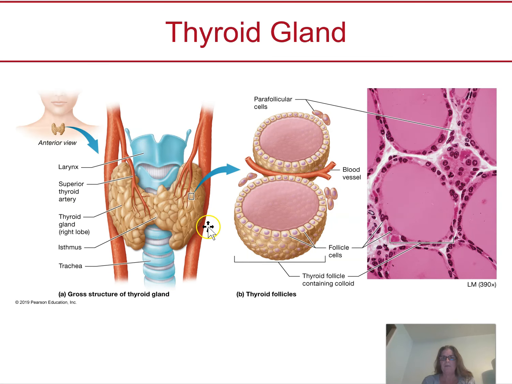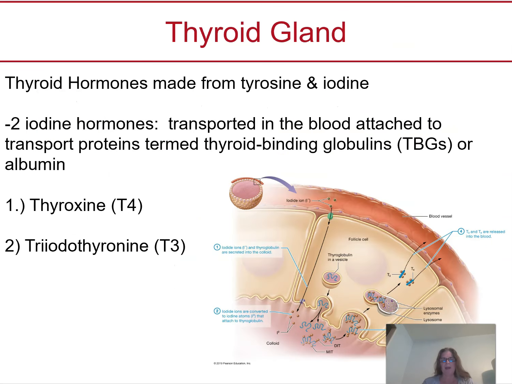So here's a better view of the thyroid gland. We can see the two lobes. We have these follicles that are formed, and these are the follicle cells that form the follicles. Now, we'll notice between the follicles are these cells called parafollicular cells, or we call those C cells. And we'll look at their function shortly. Right now, we're going to focus on the two main thyroid hormones.